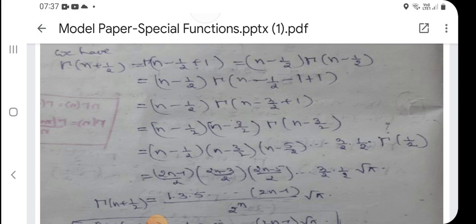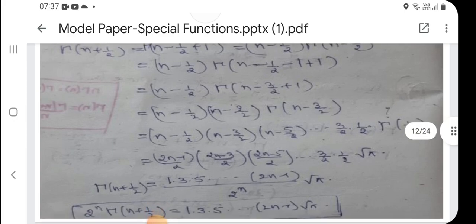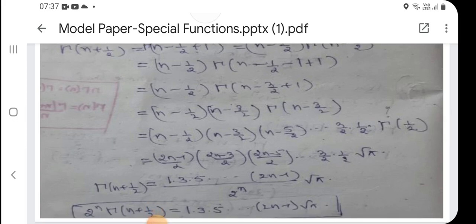So like that goes on. So we get 3/2 into 1/2 into gamma of 1/2. So that is nothing but (2n-1)/2, (2n-3)/2, (2n-5)/2 and so on. 3/2 into 1/2 into gamma of 1/2 is nothing but root pi.